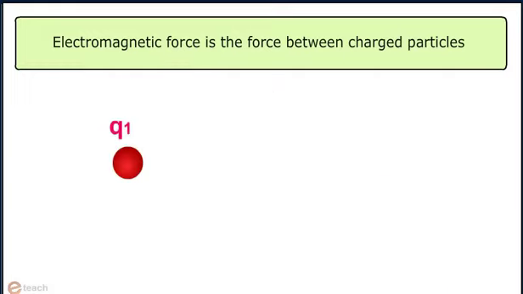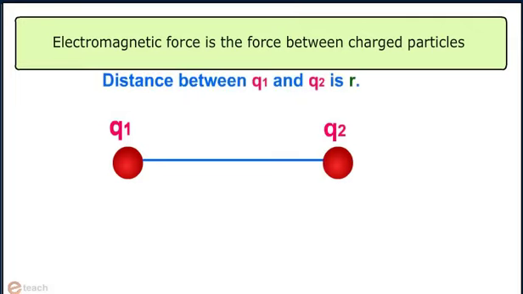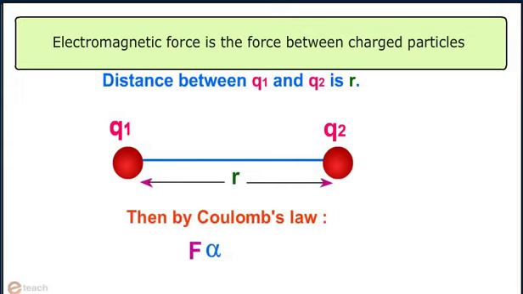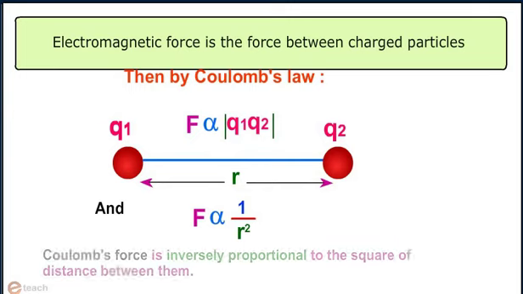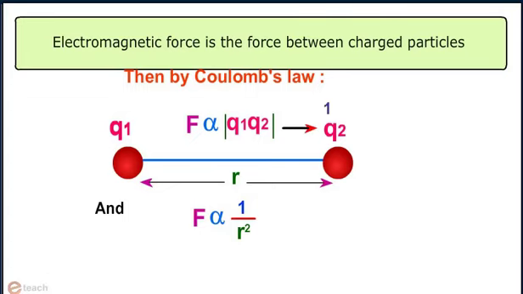Let us understand Coulomb's law. Let us consider 2 point charges Q1 and Q2. Let's consider distance between Q1 and Q2 to be r. Then by Coulomb's law, force between these two charges is directly proportional to modulus of Q1 and Q2, and force is inversely proportional to distance square. Coulomb's force is inversely proportional to the square of distance between the two charges.